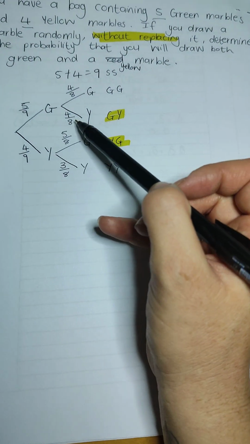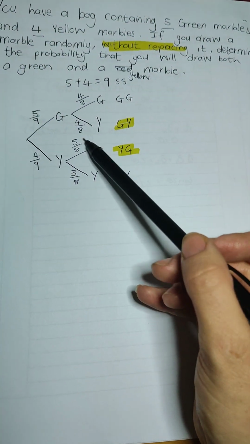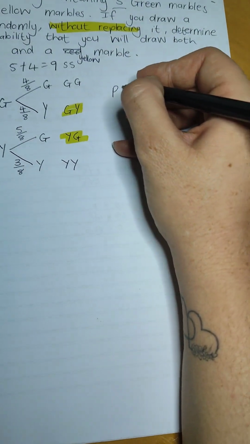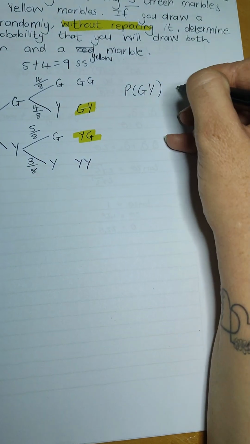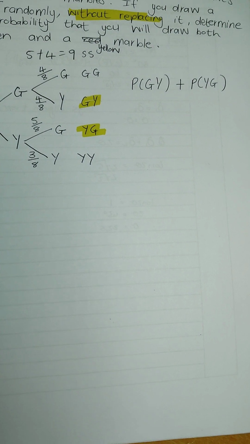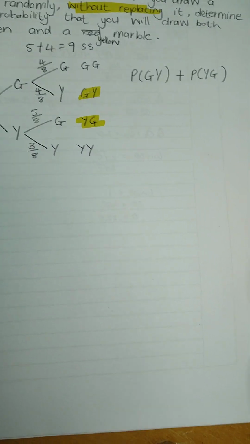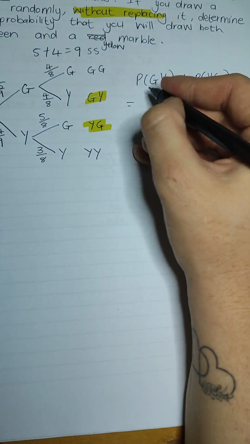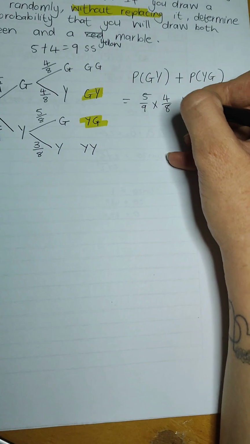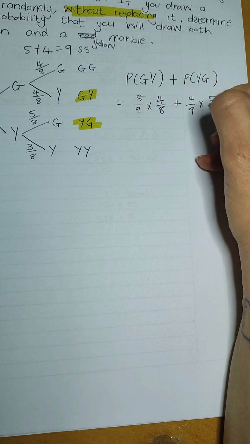So what I do is I multiply these two, and then I add multiplying these two. So in other words, it's the probability for green, yellow, plus the probability for yellow, green, because I did not specify the one needs to be before the other. So what I do is I say 5 over 9 times 4 over 8 plus 4 over 9 times 5 over 8.